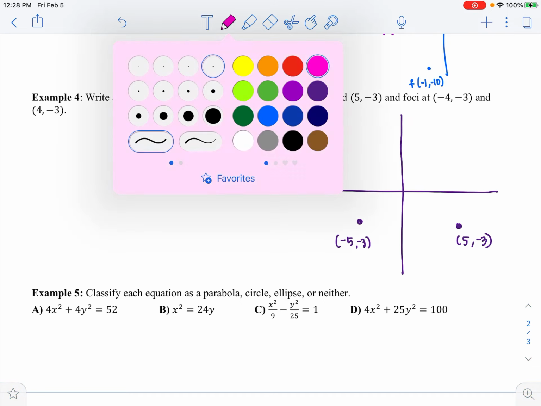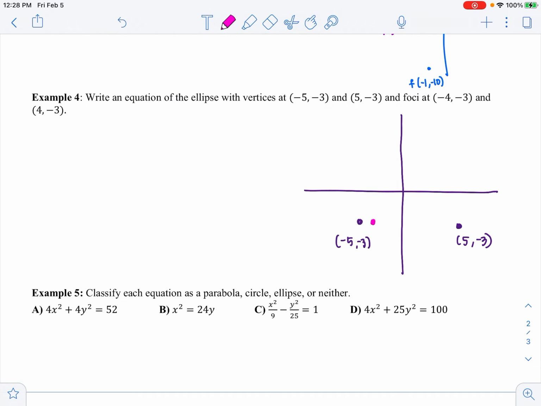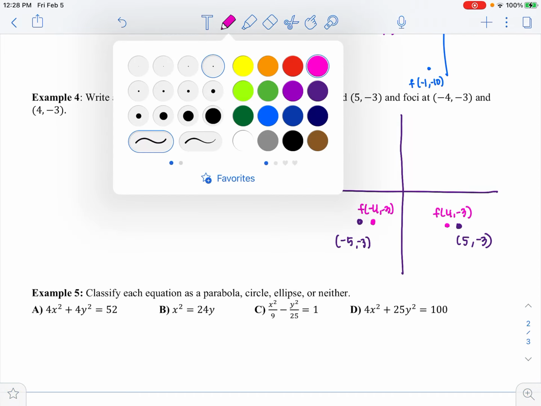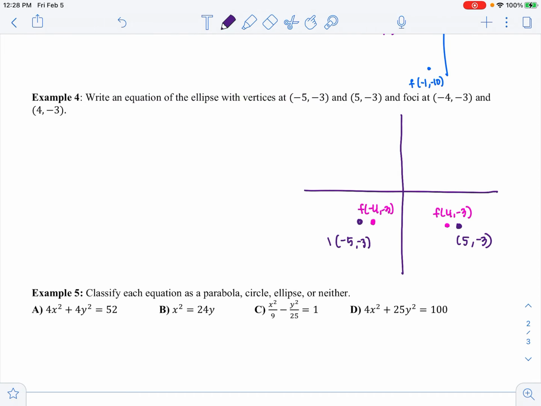And then we have foci at (-4, -3). I should put an F here for foci, so I remember. And (4, -3). Foci. And I'm going to come back here and put V for vertices, so I remember. Okay, so I needed to know the orientation. If I connect my vertices, this is horizontal. So this is a horizontal ellipse.